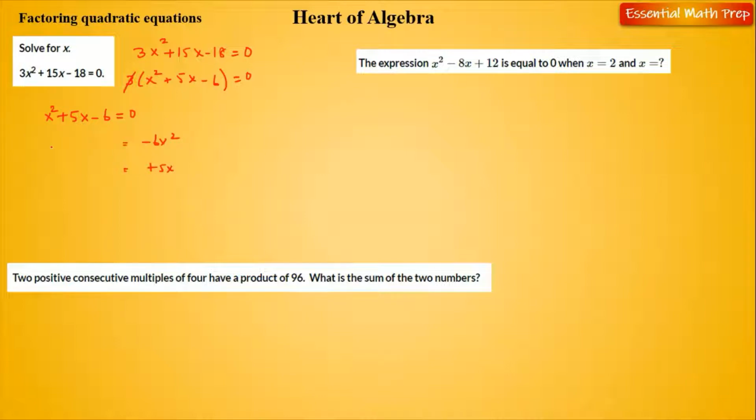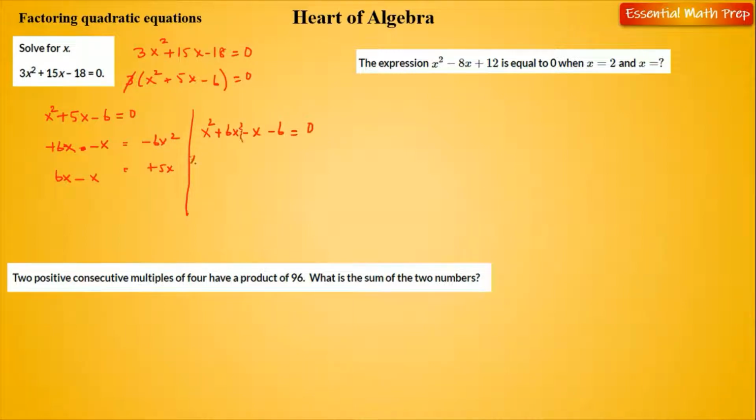So what if you do plus 6x times negative x? That'll give you negative 6x squared. At the same time, if you subtract x from 6x, you end up with plus 5x. So let's go ahead and substitute 6x minus x in place of 5x, which would give us x squared plus 6x minus x minus 6 equals 0.